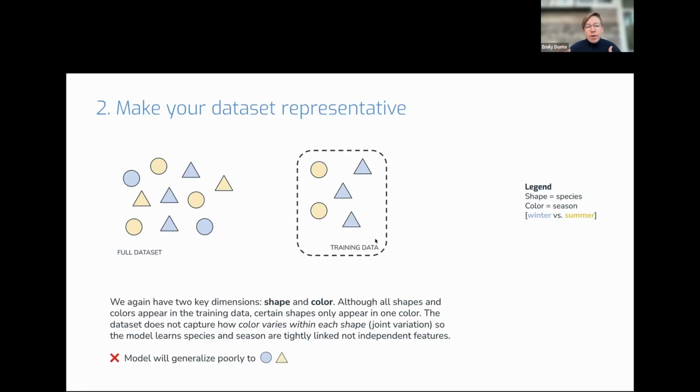What's going to happen is that the model, if it sees something in winter, it's going to say, oh, that's a dog, because it has never learned that actually both cats and dogs can be present in that season. And so what the model learns is that species and season are now tightly linked rather than independent features. And so when you're thinking about how to make your data set representative, you're looking not only at those overall sources of variation, but also that joint variation where possible.